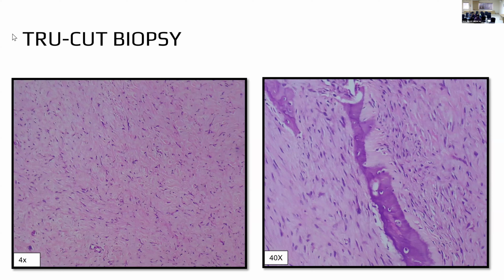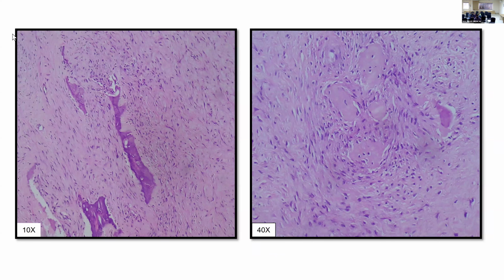Then they planned to send a true-cut biopsy. The true-cut biopsy showed a hypocellular neoplasm composed of spindle-shaped cells with moderate cytoplasm, elongated nuclei, and tapering ends with fine chromatin. The tumor was also seen invading into the major trabecular bones, there was osteoid deposition, and mild sparse mitosis was identified.